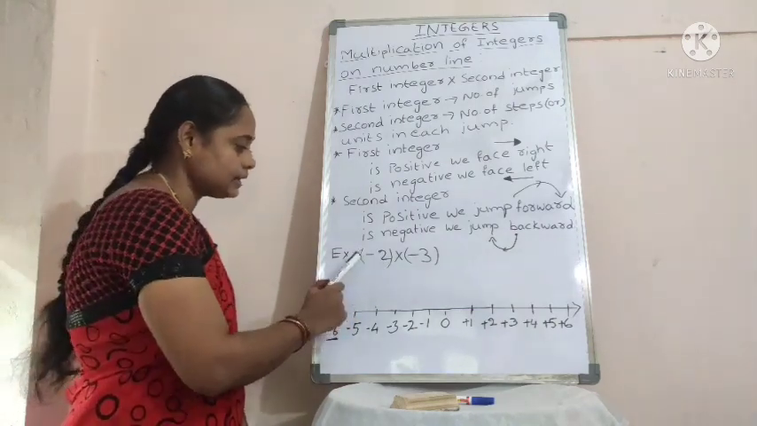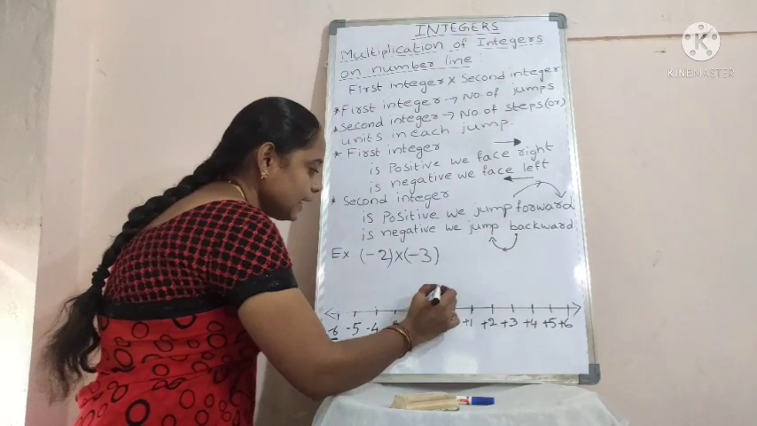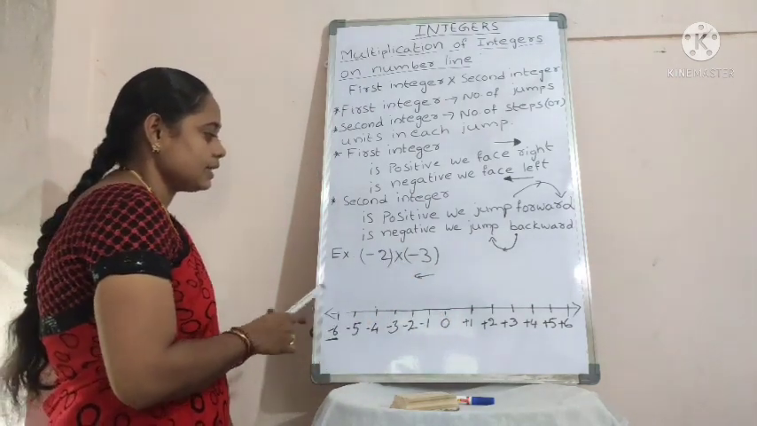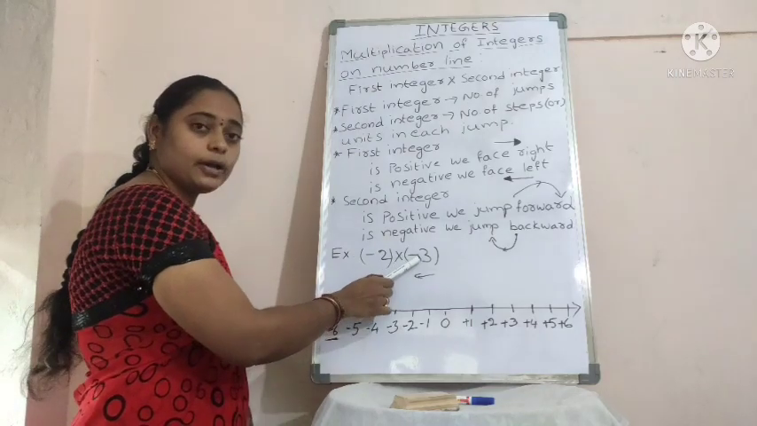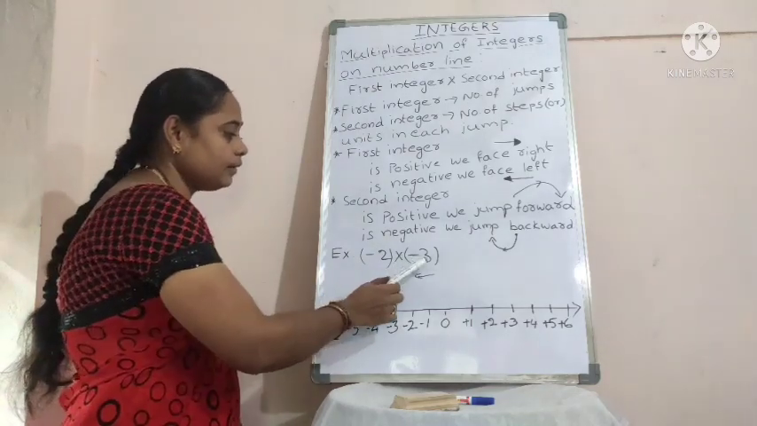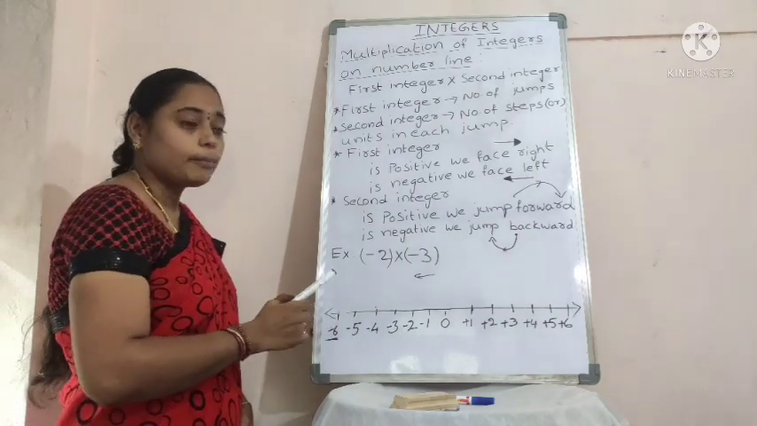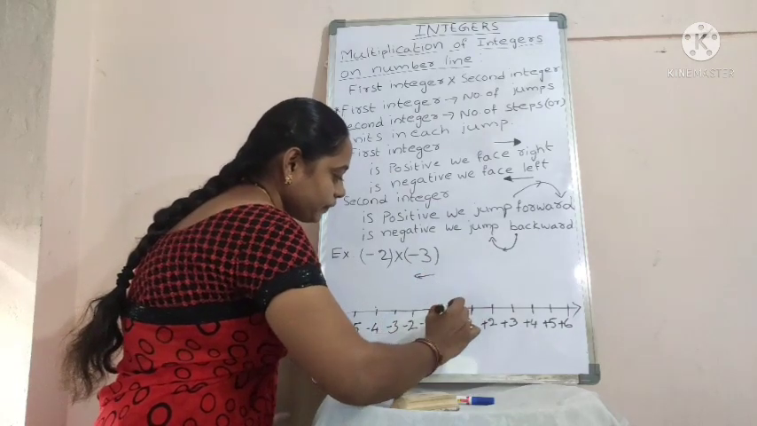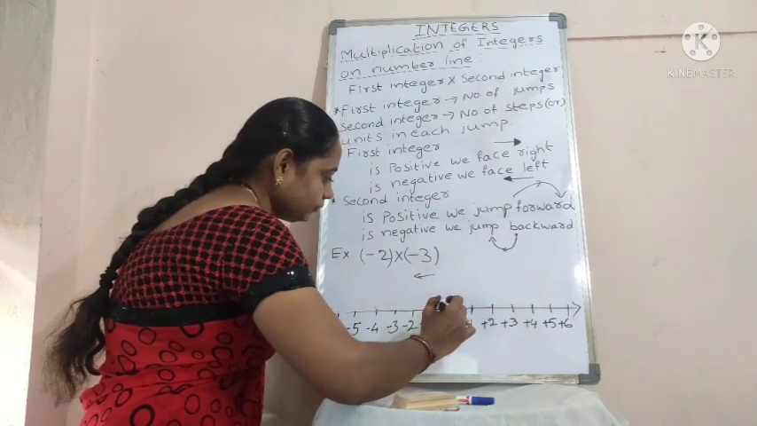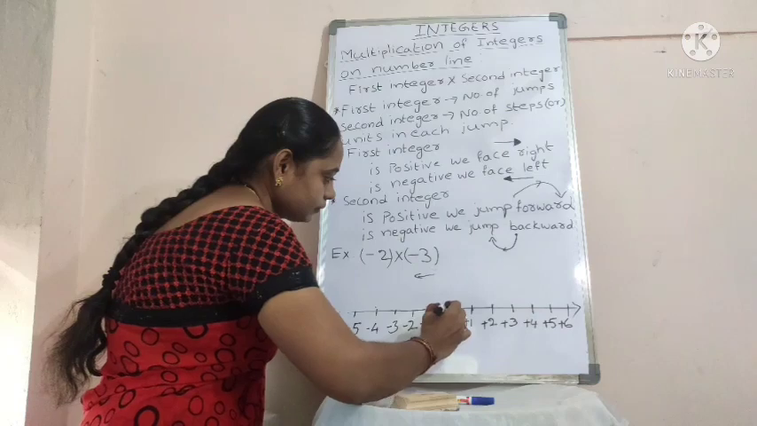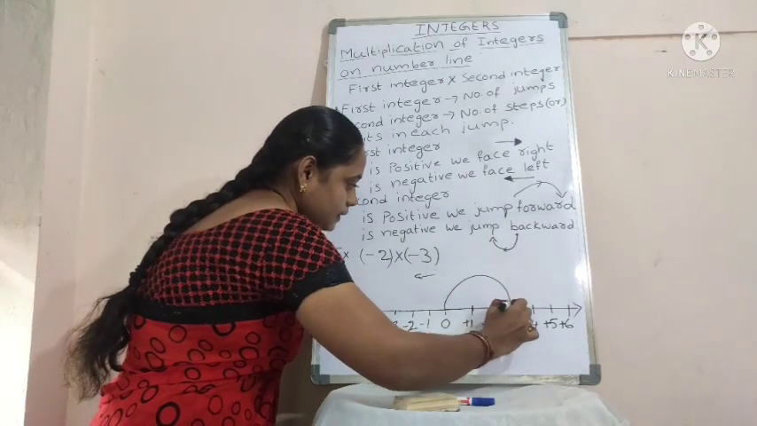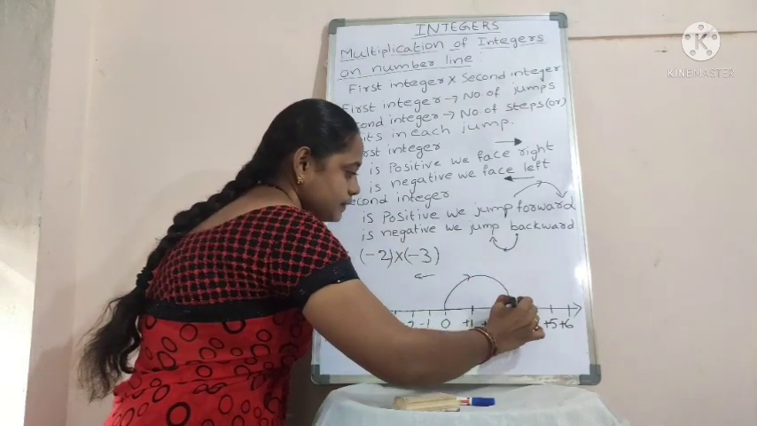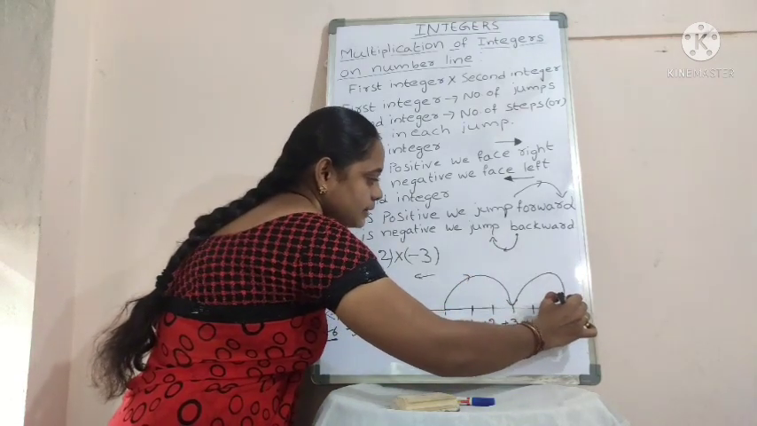First integer is negative integer. For negative integer, we face left side. Second integer is also negative integer. For negative integer, we move backward direction. That is, in this direction we jump. First jump, I need to take second jump.